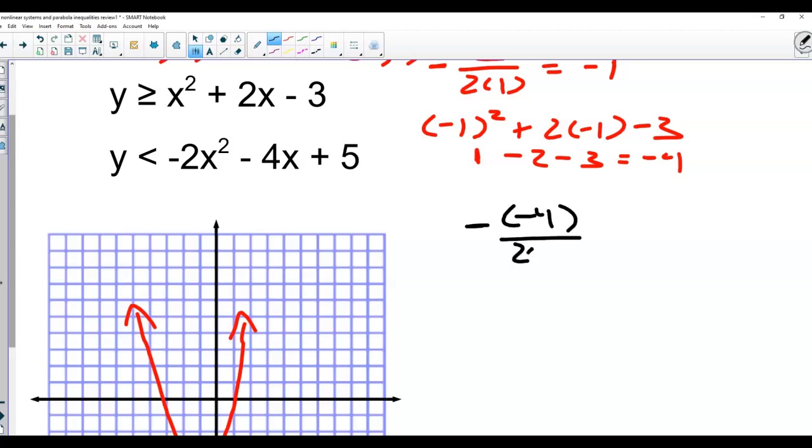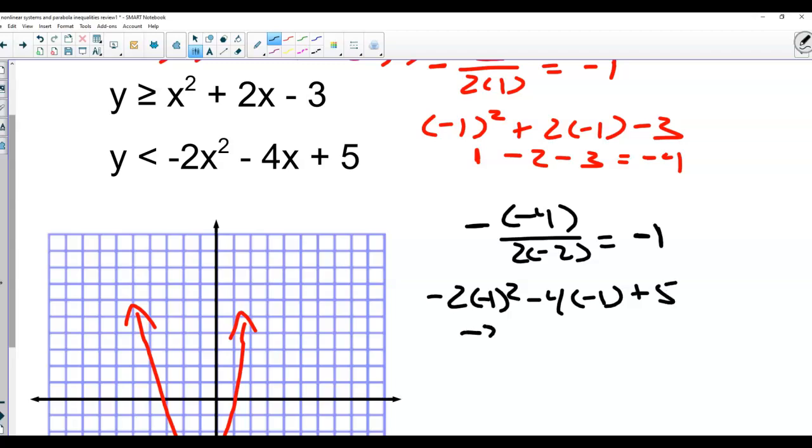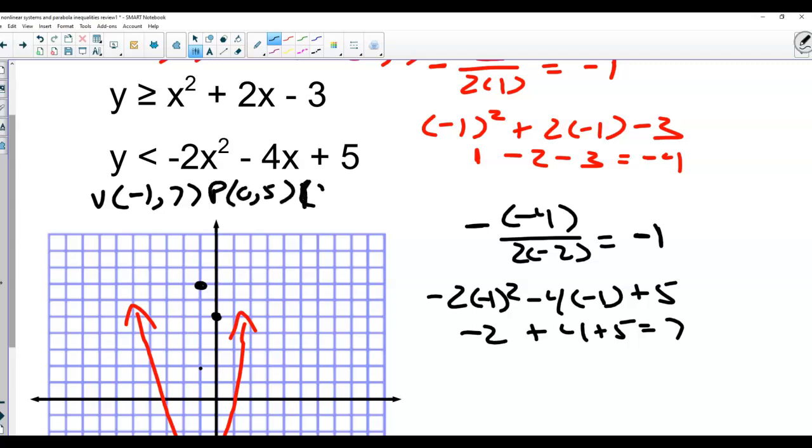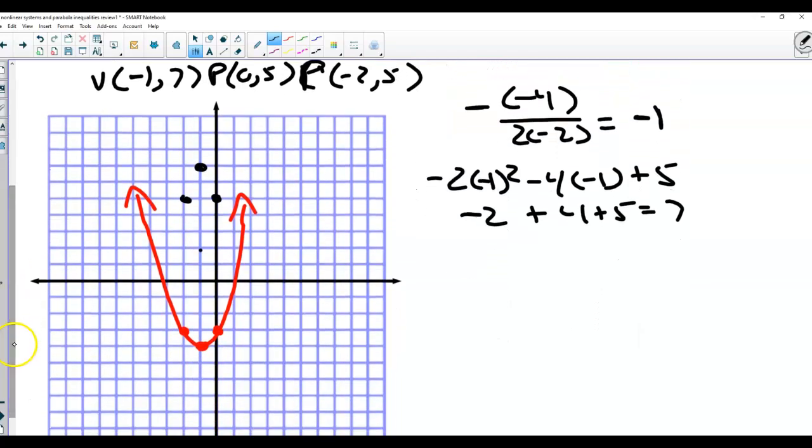Negative 4 over 2 times negative 2. We get a negative 1 again. Negative 2 times negative 1 squared minus 4 times negative 1 plus 5. Negative 1 squared is 1, times a negative 2, that's negative 2, plus 4 plus 5 is 7. My vertex then is negative 1, 7. Negative 1, 1, 2, 3, 4, 5, 6, 7. 0, 5 is a point. So therefore, negative 2, 5 is a point. And it's a dotted line.